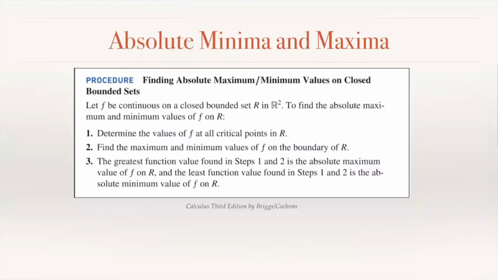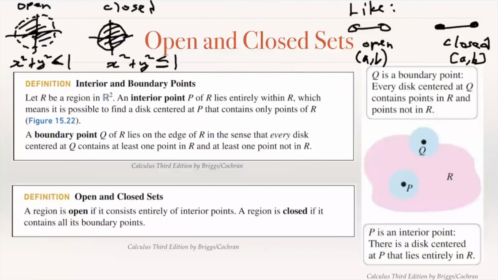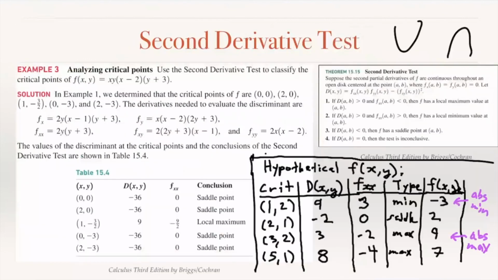And the way to find those absolute minima and maxima is to determine first all critical points of f in the region R, that is this domain, and find all maximum and minimum values of f on the boundary of R. Then the greatest function value found among these is the absolute maximum, and the least one is the absolute minimum. So in other words, we would go through and make a list very much like this, except that now, in addition to our critical points, we might have a final boundary point.